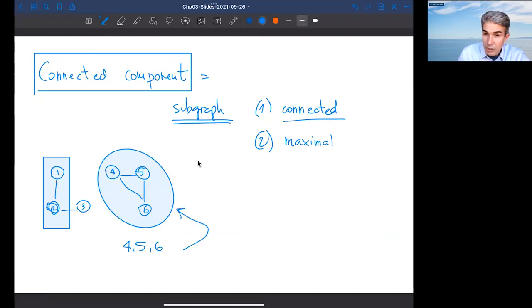That one is a subgraph. It's connected and it has the feature that if you try to add another node, it's not connected anymore. If you try to add the node 1 to it, it's not going to be connected. The connected subgraph induced by 1 and 2, however, is not a connected component because you could add the node 3 and it would still be connected. So it's not maximal in being connected. You could add one more node. All right.